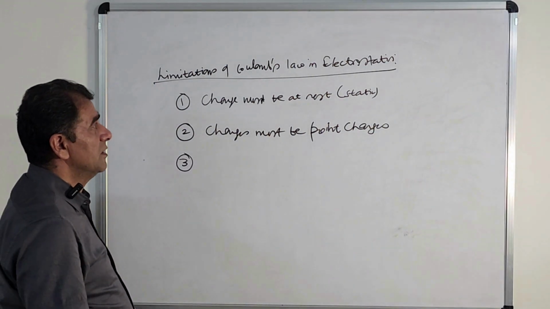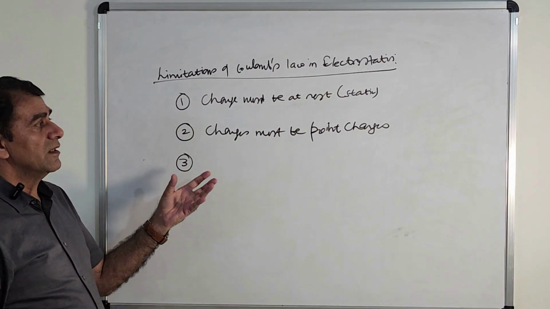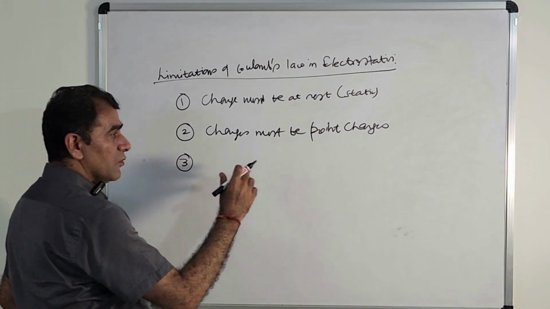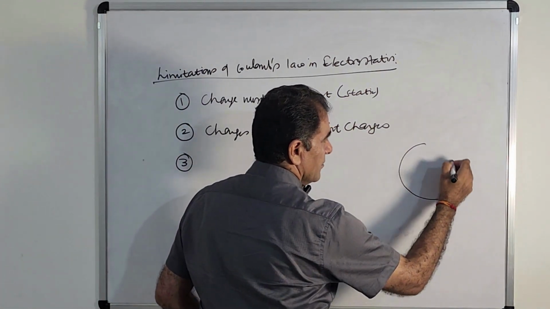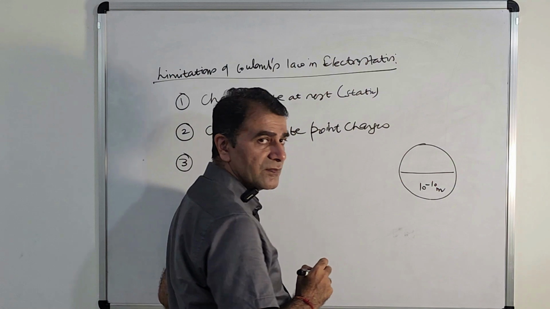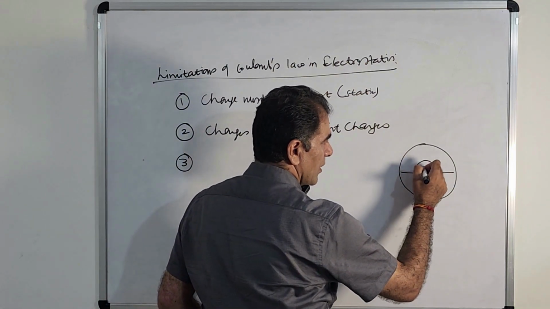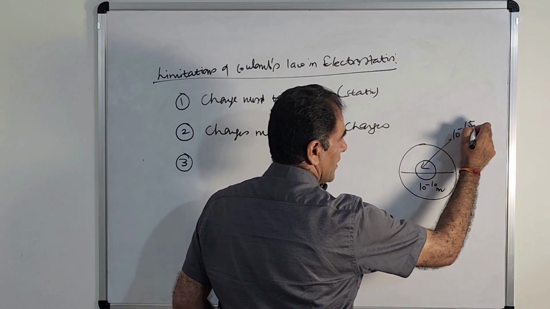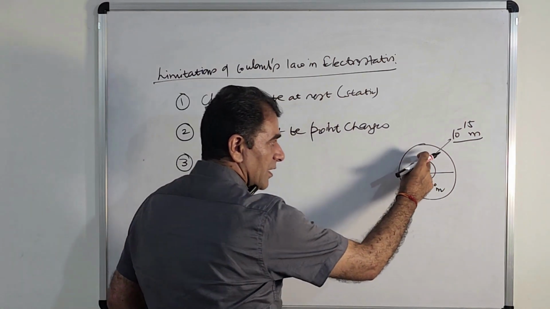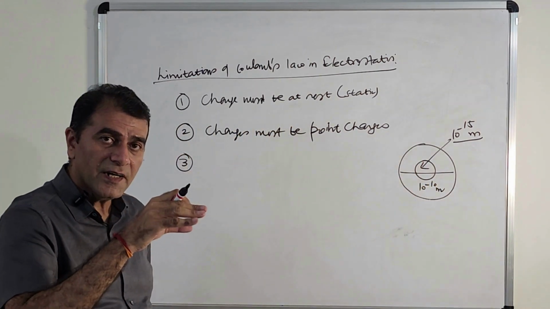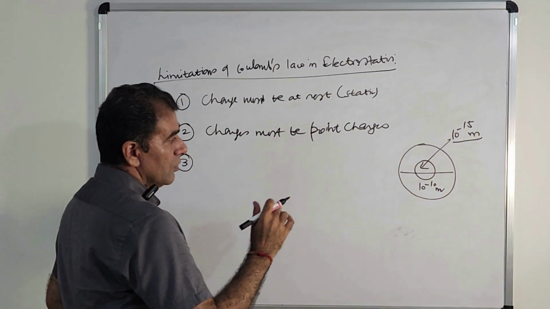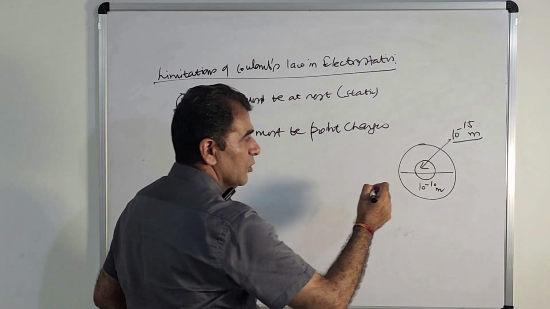So the third condition which Coulomb's law in electrostatics has to follow is this. You know, what is the size of an atom? This is an atom. The size of an atom is 10 to the power minus 10 meter, and the size of the nucleus is 10 to the power minus 15 meter. Always remember. Nucleus is small, inside the atom. Atom is bigger than nucleus. So the size of the nucleus is 10 to the power minus 15 meter.